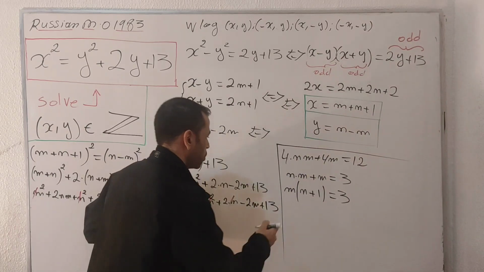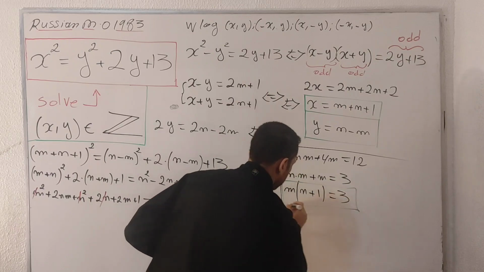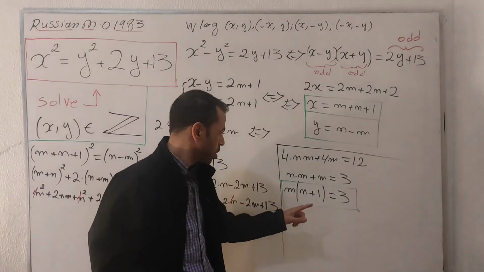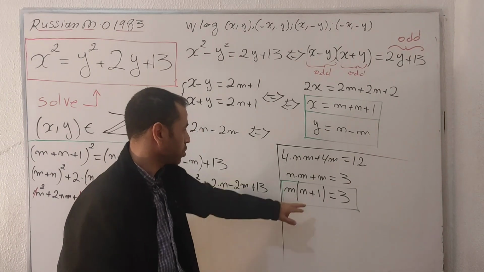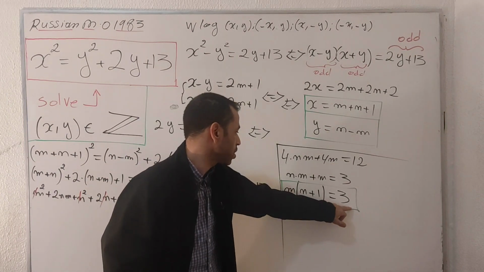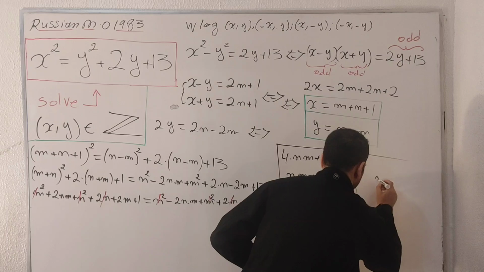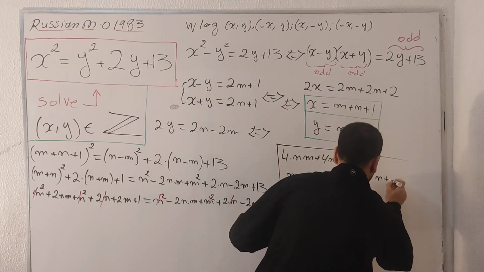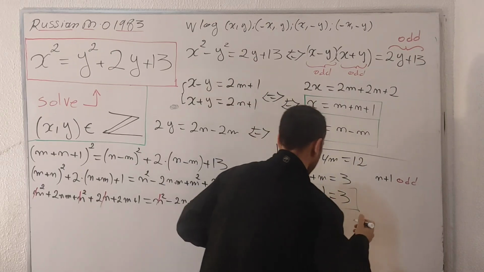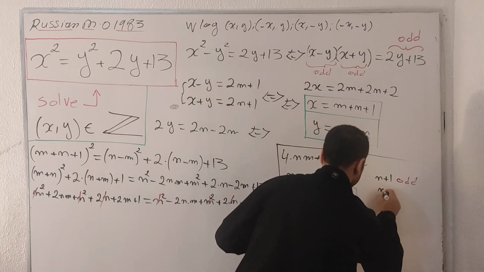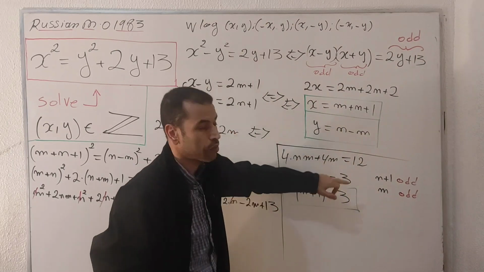So I have ended with this expression. What is this telling us? It's telling us m is odd and n plus 1 is odd, because odd multiplied by odd always gives us odd. n plus 1 is odd, and also m is odd. Now I'm going to check x.